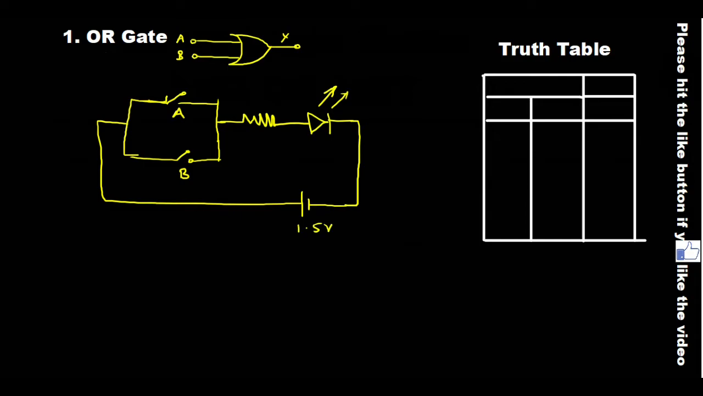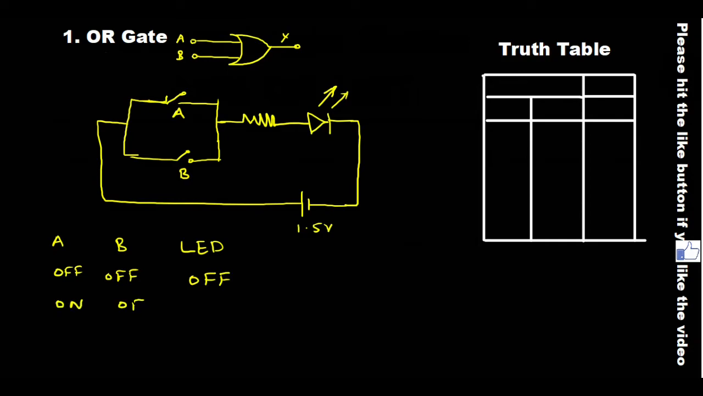Now you tell me, we have two switches A and B, right? And we have our LED. Now if both switches are off, A and B switch, both switches are off, will our LED get on or off? It is going to remain off. Now I will make switch A on and switch B off.